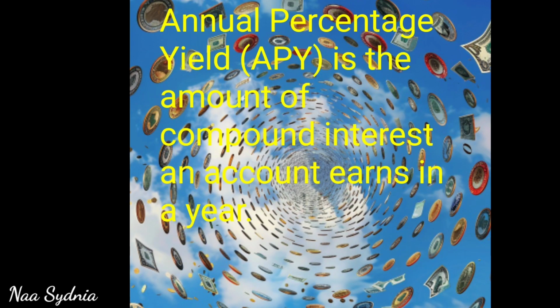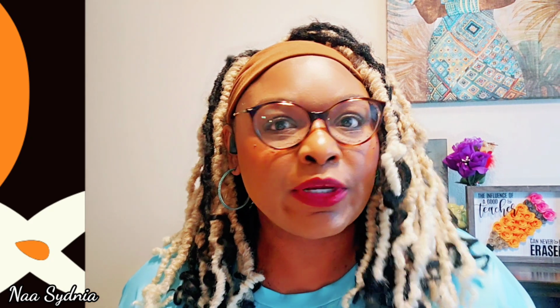What is annual percentage yield, or APY? APY is the amount of compound interest an account earns in a year. The calculation is based on the account's interest rate and the number of times interest is paid during the year. A savings account with the highest APY grows faster than an account with a lower yield. Of course. Bigger numbers, bigger percentages, more money, of course, okay?